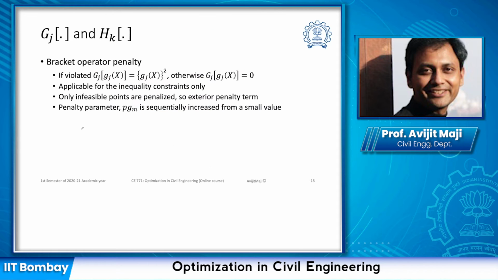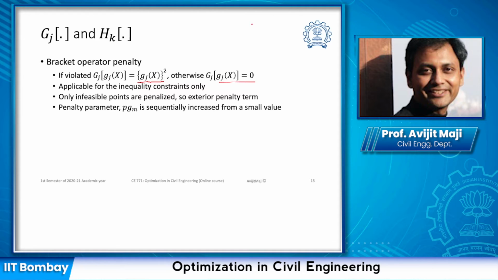There is another inequality constraint function. It is known as the bracket operator penalty function, and this is represented as the square of the constraint when it violates. If it does not violate, then we say it is 0. And this bracket operator penalty is similar to the equality constraint penalty function which we had discussed at the beginning. However, in the equality constraint, we did not have the condition where we check if the constraint had been violated or not. In this case, we are checking whether it has been violated or not.